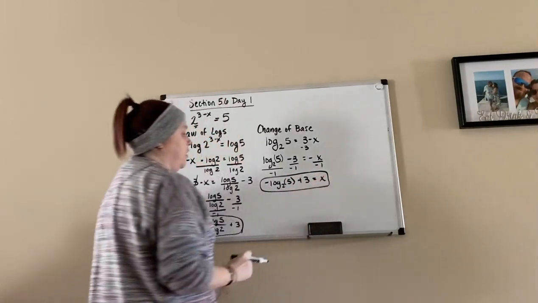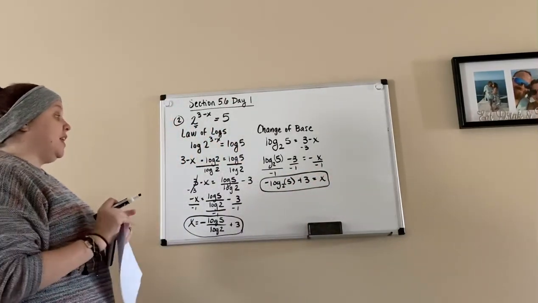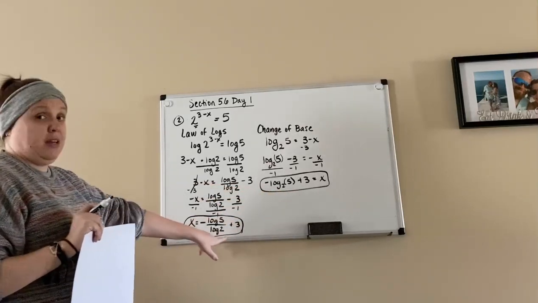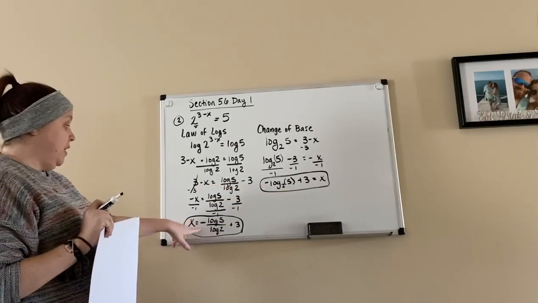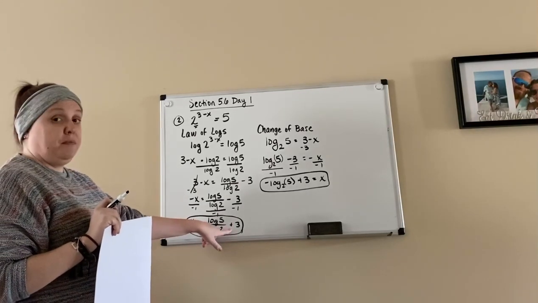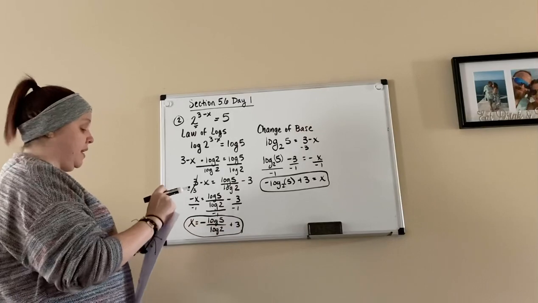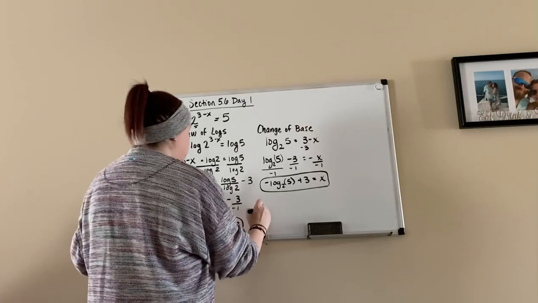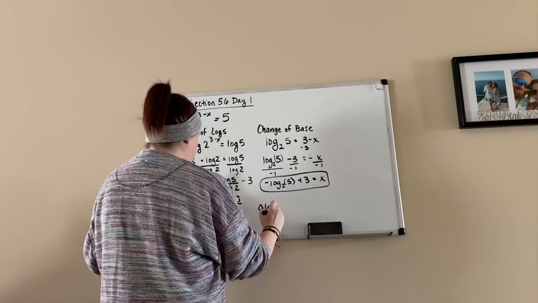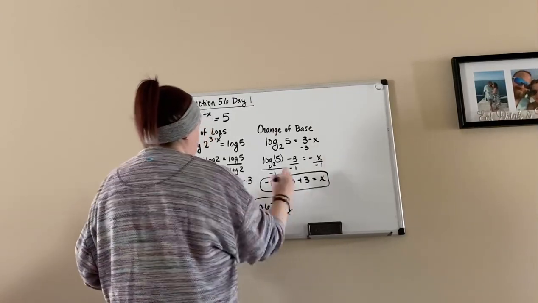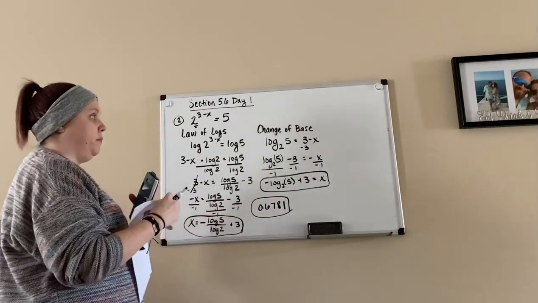So it's just like solving a regular equation. Once again, I still can't type that in because I don't have a little base 2, but I could type this one in. You could type in negative log 5 divided by log 2 and then plus 3. So if you type that in to get your approximate answer, you should get 0.6781. And it's the approximate answer for both of them, like I said before.